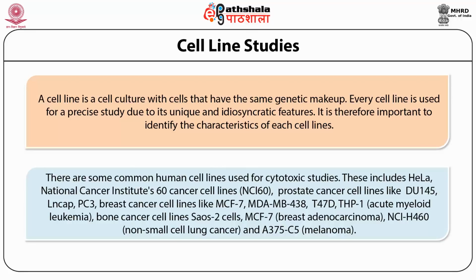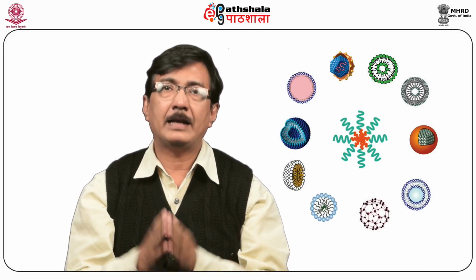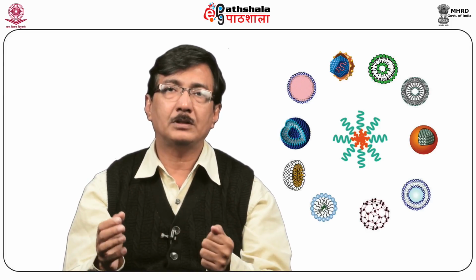These include HeLa cell lines, the National Cancer Institute's 60 cancer cell lines, which is NCI-60, prostate cancer cell lines like DU145, LNCaP, PC3, breast cancer cell lines like MCF7, MDA-MB-468, T47D, THP1, which is an acute myeloid leukemia cell line, then bone cancer cell lines like SaOS-2 cells, MCF7, which is a cell line for breast adenocarcinoma, then NCI-H460, which is a cell line for non-small cell lung cancer, and A375, which is basically a cell line for melanoma.